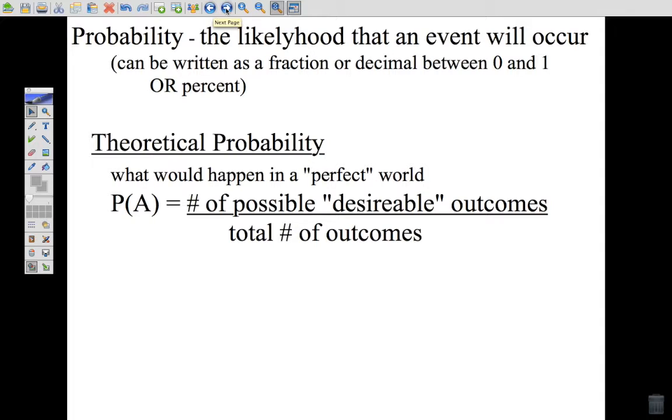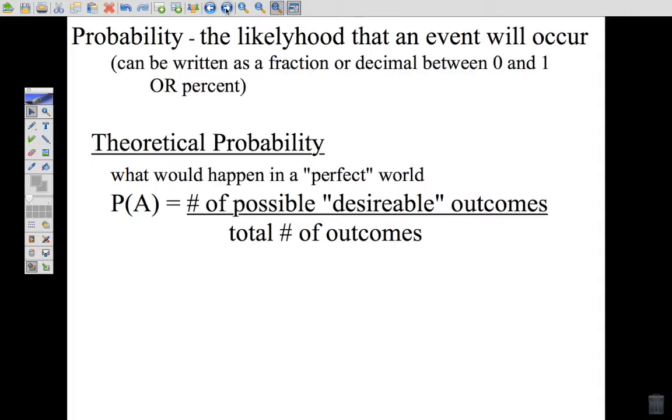To make the calculation, you'd say the probability of event A occurring would be the number of possible desirable outcomes, meaning whatever it is you're checking to see what you're hoping the outcome will become, divided by the total number of possible outcomes. So here's a theoretical situation for you.